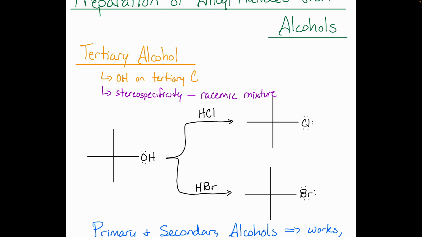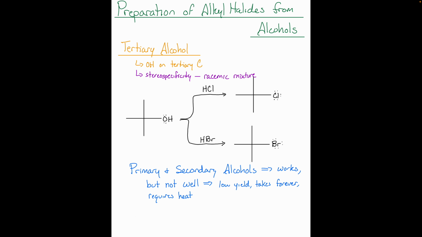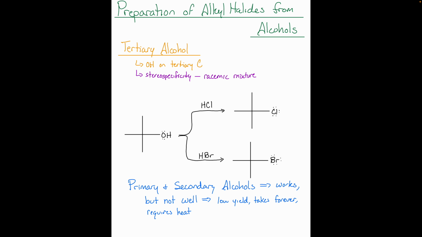which means that we don't have to worry about our stereochemistry, right? We don't represent racemic mixtures with our dashes and wedges. We can just use our straight line bonds. Okay, so for tertiary alcohols, we're not worried about it. We'll always get a racemic mixture.